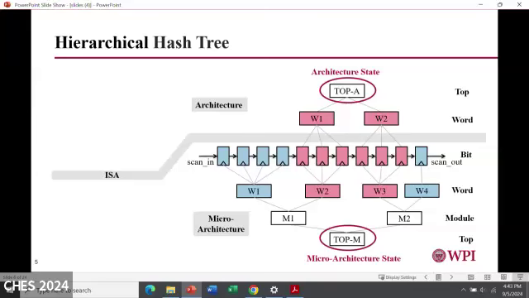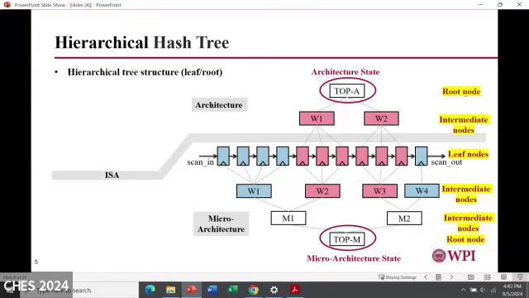So now, what's next? You can see there are two hierarchical tree structures here, forming the architecture and microarchitecture states from the leaf to the root. Therefore, I know for sure any change at a leaf node will result in a change at the root node. And this is extremely helpful for fault root cause analysis.